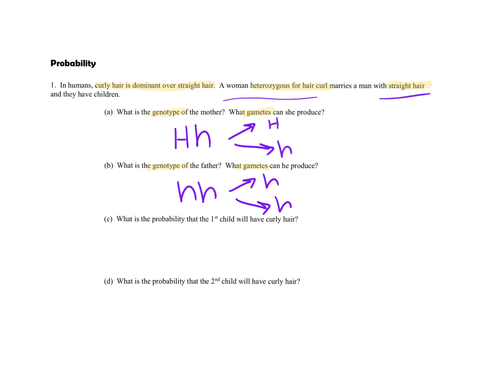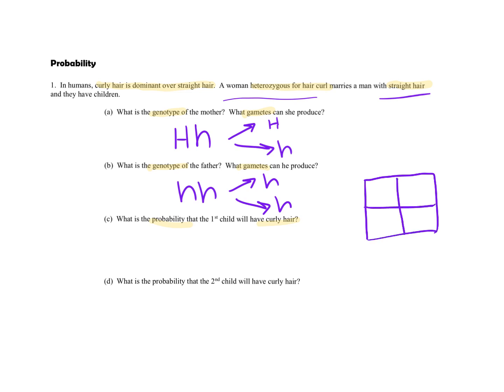All right, next question. What is the probability that the first child will have curly hair? So it's asking the probability of curly hair. It says the first child there. When it asks for probability, sometimes it wants a fraction, like a 1 in something, or sometimes it wants a percent. So I find it easiest to give both. In order to figure that out, though, I'm going to have to do a Punnett square. I'm going to do it on this side to show my work.